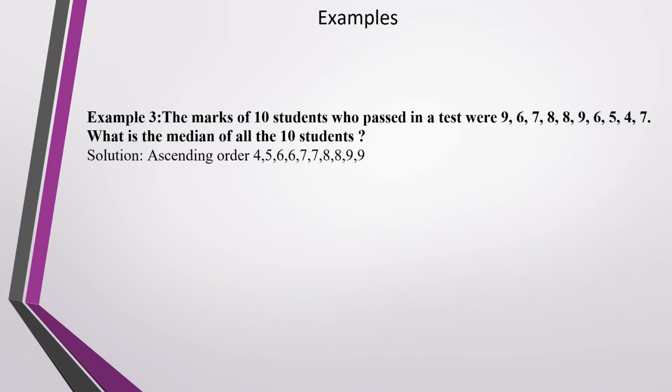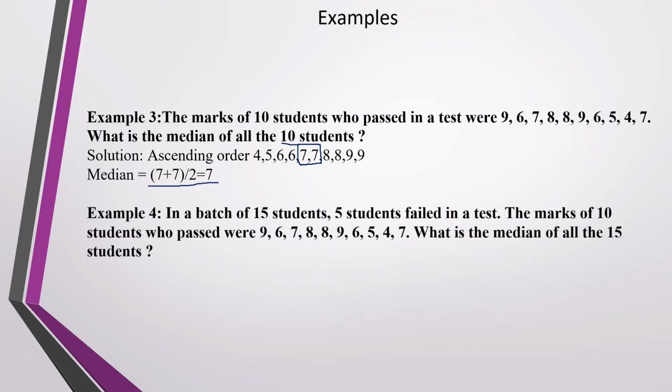For example, the marks of 10 students are given. Same, write it in ascending order. Now here we are supposed to find the median of 10 students, an even number. So when you calculate the median value, here you can see the middle values are these two. So we need to calculate the mean, that is (7 plus 7) by 2, which is 7, which will give us the median.